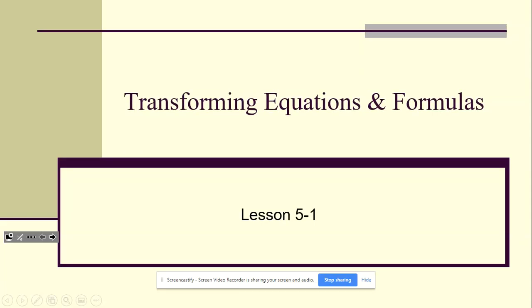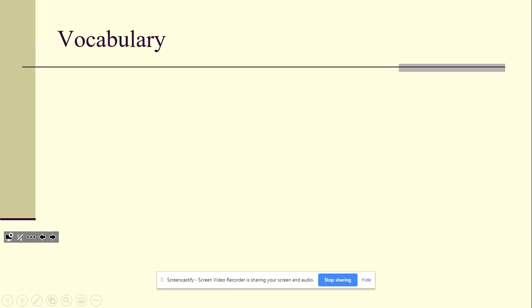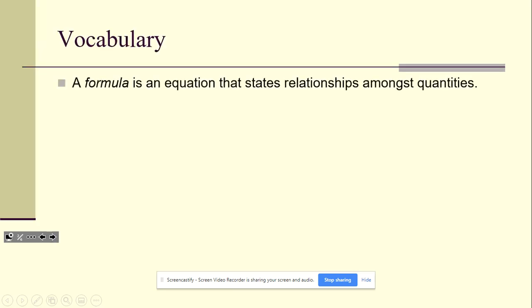This is lesson 5-1, transforming equations and formulas. Some vocabulary that we need to discuss. First of all, a formula is an equation that states a relationship amongst any two quantities. Can be more than two, but typically we'll be dealing with two quantities.